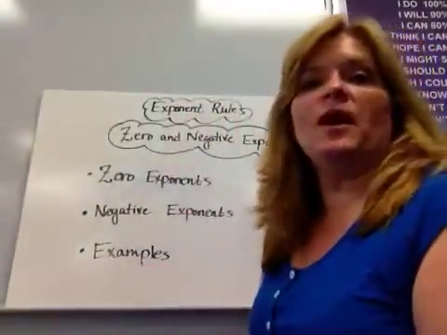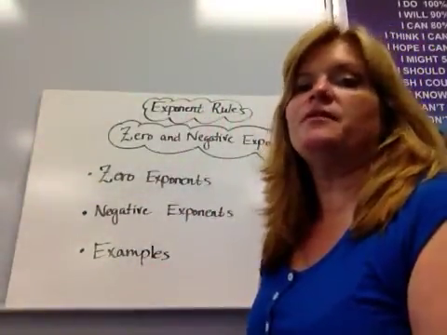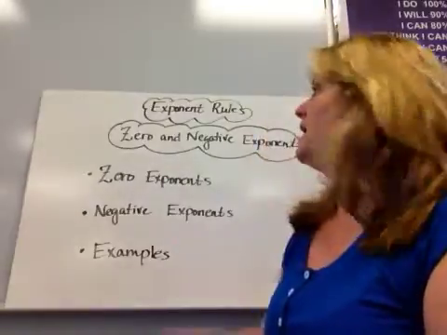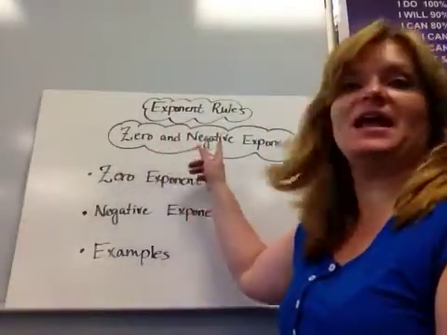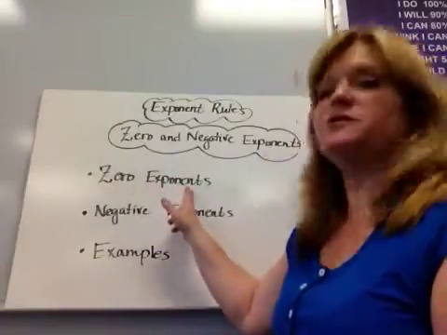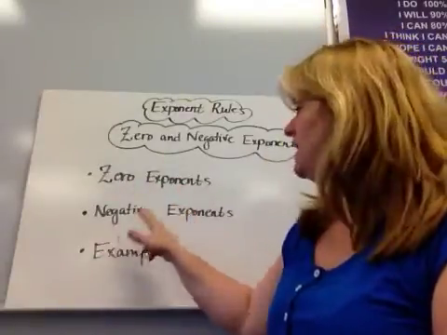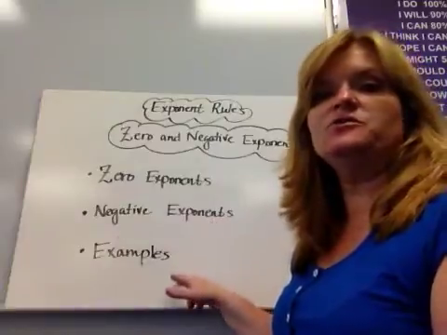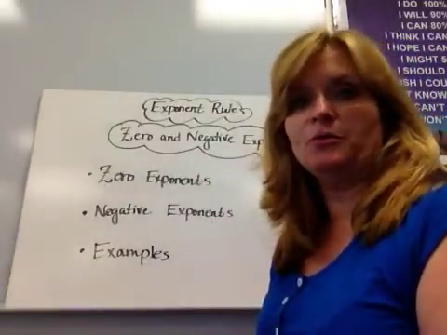We're going to continue on with exponent rules, and I'm going to do a couple things that are more uncomfortable to you, and we're going to talk about zero and negative exponents and give you examples of each. So we're going to do the zero exponents first, the negative exponents second, and then we'll do some examples to show you how the rule works.